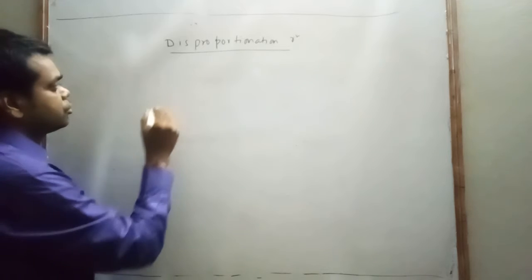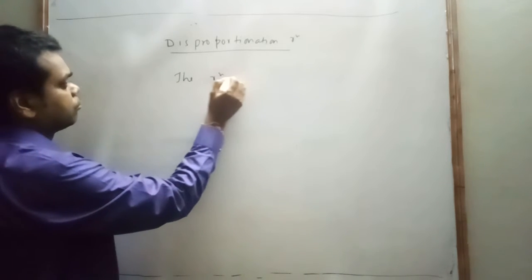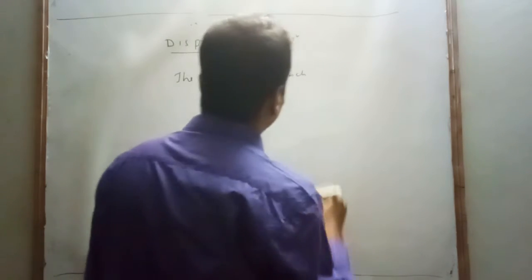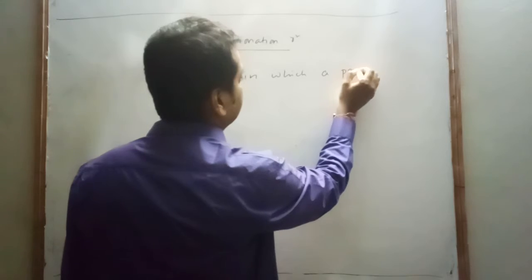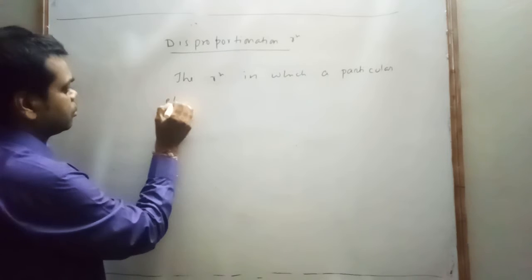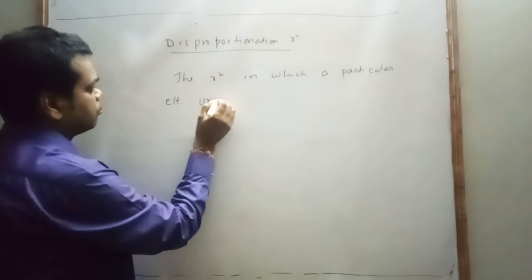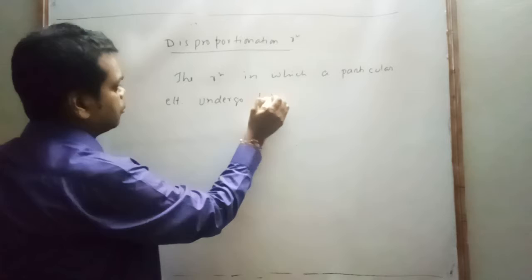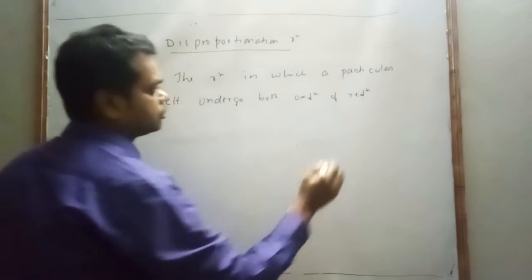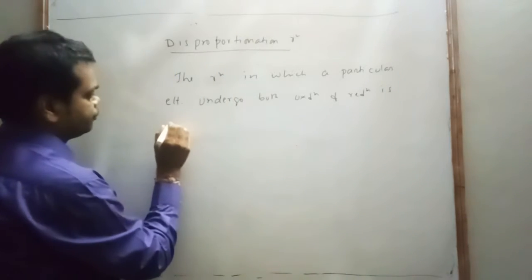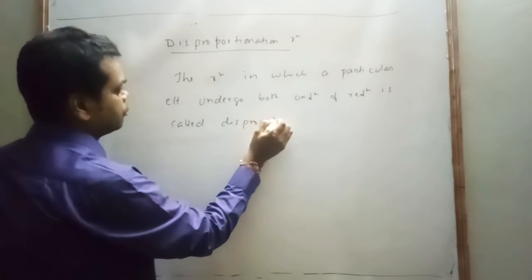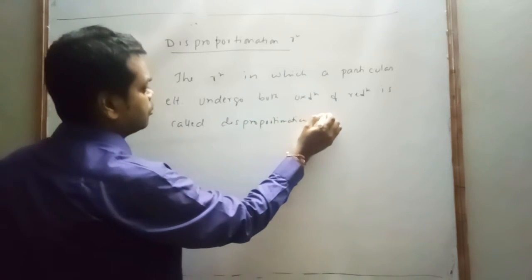Actually, the reaction in which a particular element undergoes both oxidation and reduction is called a disproportionation reaction.